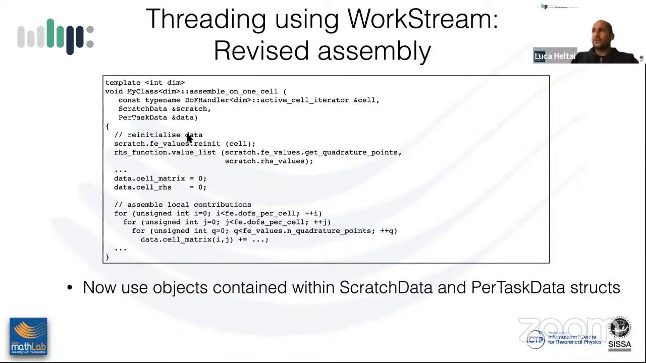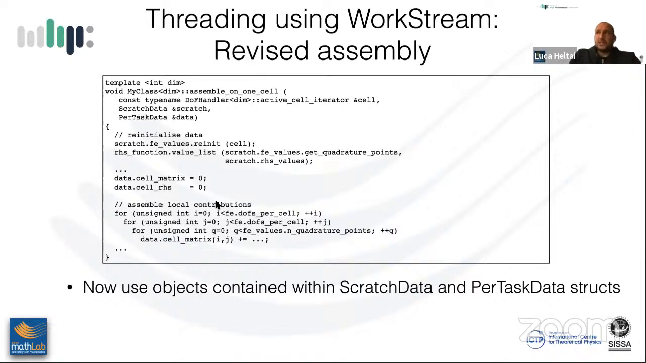And as soon as you've created that part, the data that you want to fill is no longer just cell matrix and cell right-hand side, but it's data.cell_matrix and data.cell_right_hand_side. And the data is passed to you as a read-write object when you assemble one cell. Okay, so you write on top of this and then you go forward.